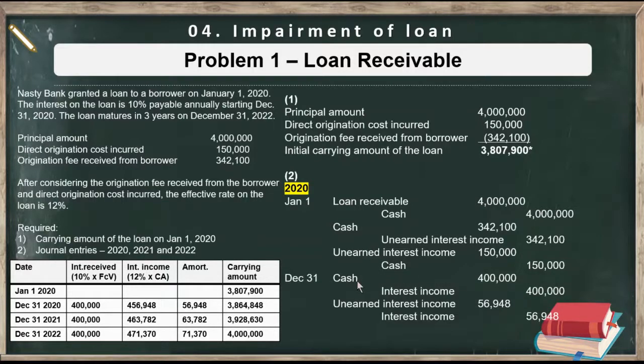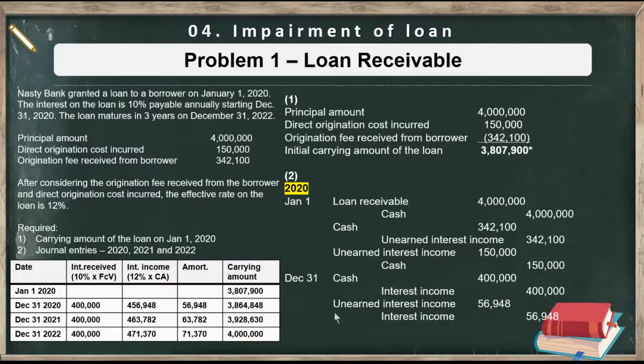December 31, we're going to record the receipt of interest, so debit cash, credit interest income, and to record the interest income amortization, we have 56,948: debit unearned interest income and credit interest income 56,948. So that's for December 31, 2020. Question: what would be the face amount of the loan on December 31, 2020?